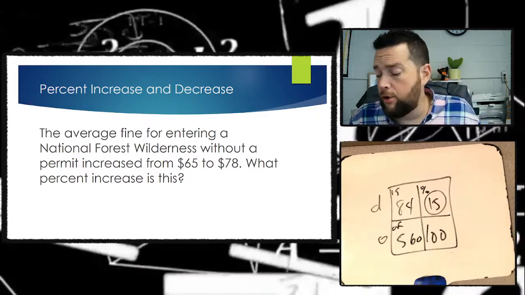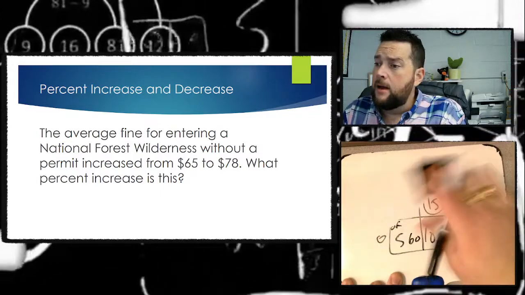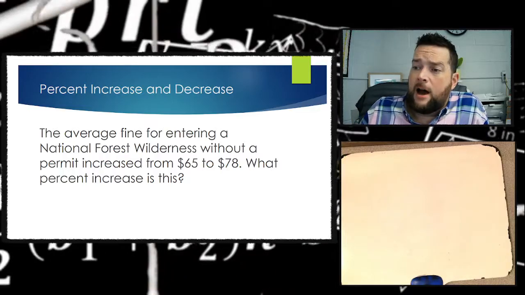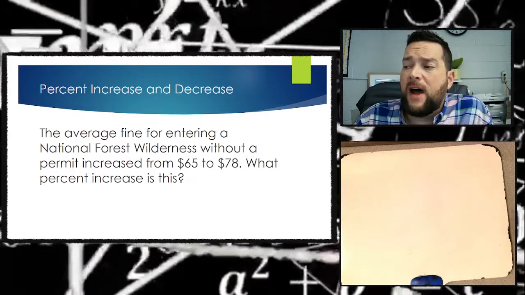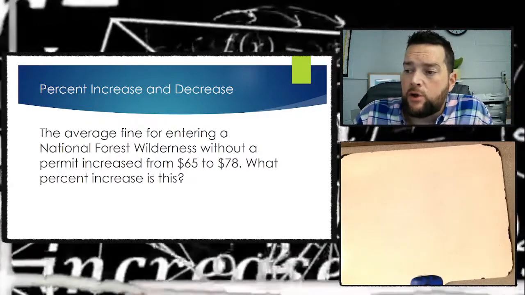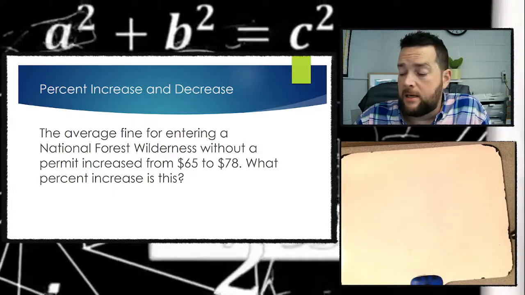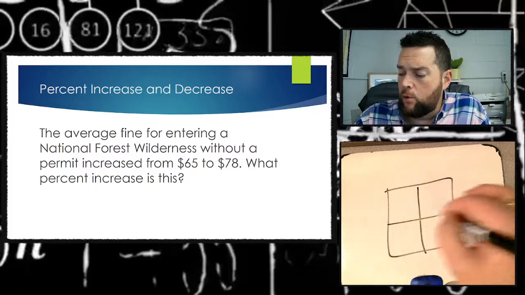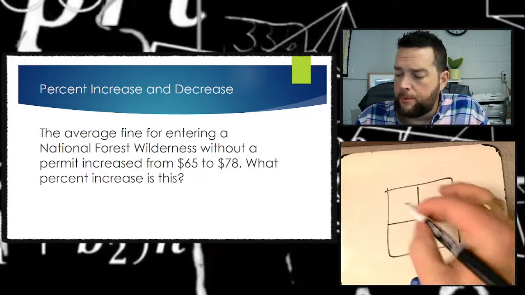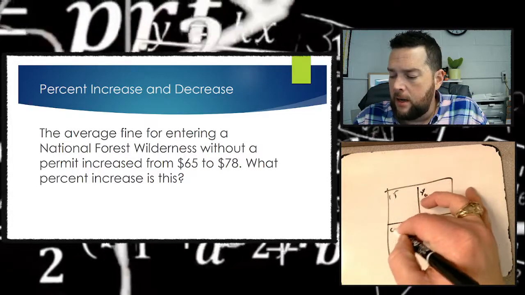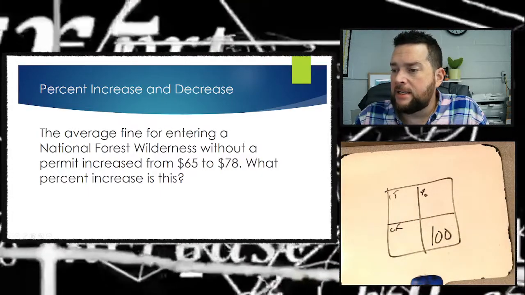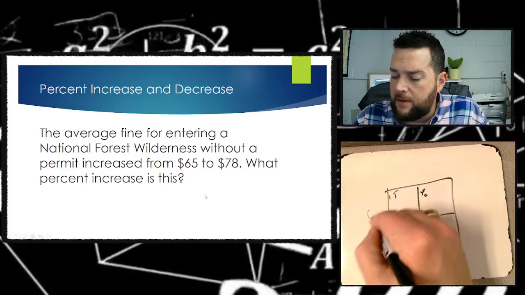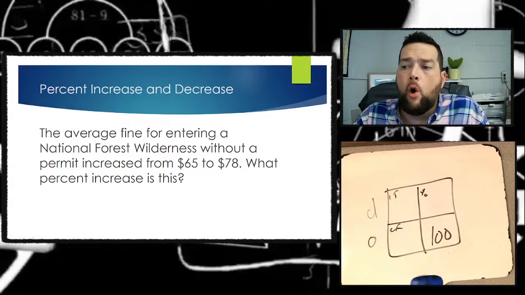You can go ahead and pause this and try it on your own. Here we go. The average fine for entering a national forest wilderness without a permit increased from $65 to $78. What percent increase is this? Again, we see the word percent. I don't see the word interest, so I can use a percent box, is percent of 100. And I see this keyword increase. Increase tells me I'm thinking of this in terms of difference over original.